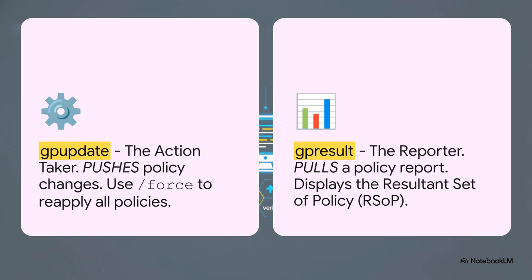Think of GP update as the action taker. It's the one that tells the computer, go get the latest policies right now. And if you add the /force switch, it reapplies everything. Then you have GP result. That's your reporter. It shows you the resultant set of policy, which is just a fancy name for a report card showing every single policy that's actually affecting that computer and user.